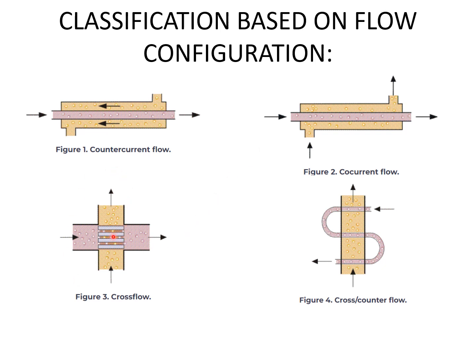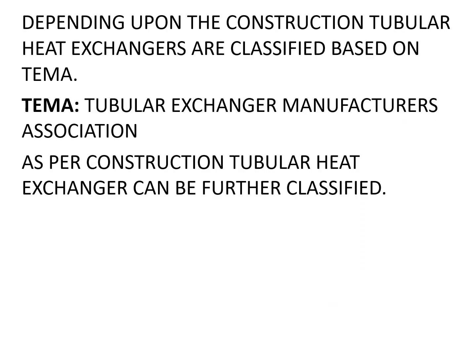So what is cross flow? In cross flow, the liquid will flow from top to bottom, and the other medium will flow horizontally. This can be vice versa also. That is why it is called a cross flow type of heat exchanger. So cross or counter flow, you can see the picture as defined. This is called cross or counter flow. So based on configuration, we have four types of heat exchangers. Okay, moving ahead, if you want to know more about the tubular type of heat exchanger, you have to know what TEMA is.